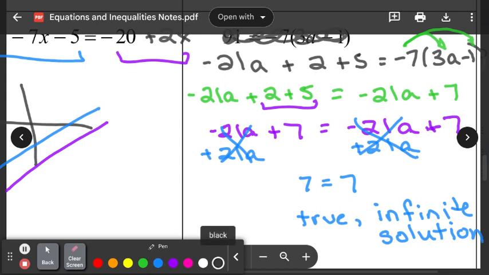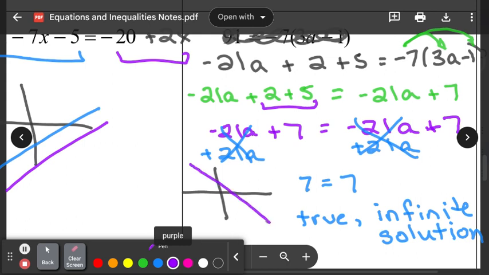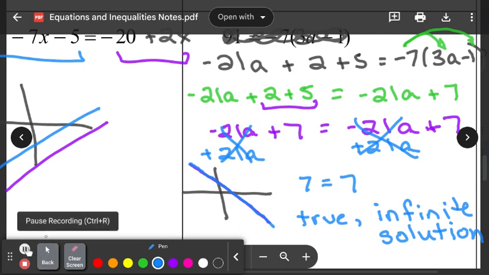If I were to graph this, it would look like this. Our left side of the equation would look like that. And then the right side of the equation is the same graph. So that means anything works.